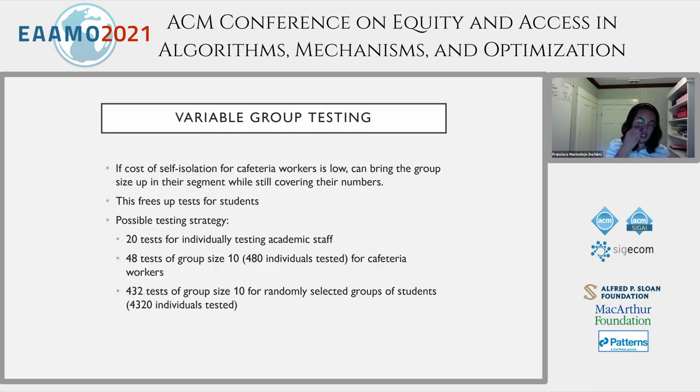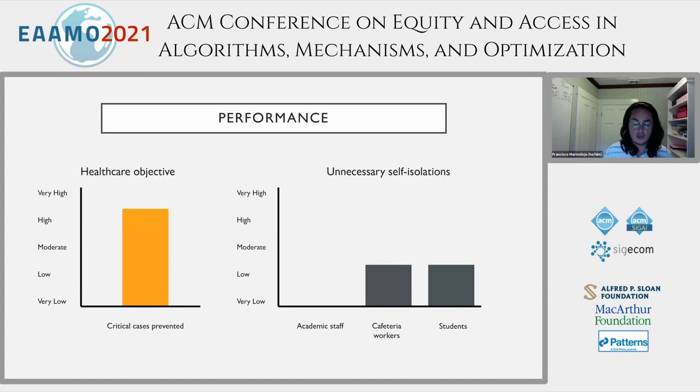Now, a potential tweak on this is, let's say that maybe for cafeteria workers, we allocate tests of group size 10 so that we only need 48 to cover all of them. And this frees up 48 other tests for students. Now, if we look at the performance, given the fact that we freed up some more tests, we cover a larger segment of the population. Therefore, we prevent more potential critical cases of COVID. But what we see is we've actually paid a cost for this, because now we have more unnecessary self-isolations amongst cafeteria workers.